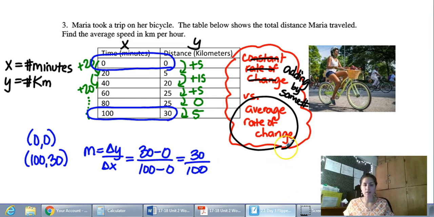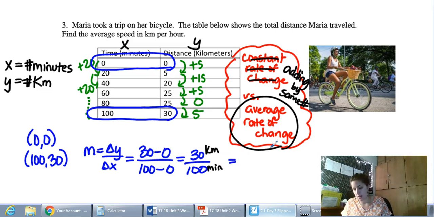And if I stopped right there, let's see. y is kilometers, and 100 is going to be minutes, because x is in the denominator and x is minutes. But I'm not really interested in how far she went in 100 minutes. I want to know how far she went in 1 minute. So to do that, I'm going to use my calculator. Get your calculator out and divide.